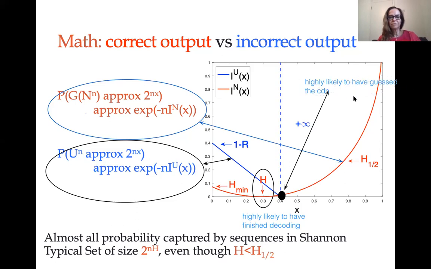And that's what's happening. So that's the race between guessing the correct noise and guessing the code word difference noise. And as we said here, almost all probability is captured by sequences in the Shannon typical set, which is of size 2 to the nH, which is happening right here, even though H is less than H 1/2, which is happening somewhere here.